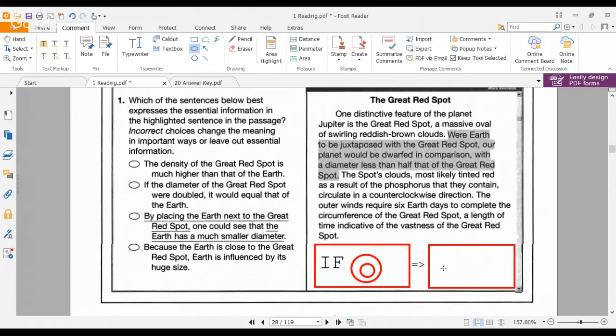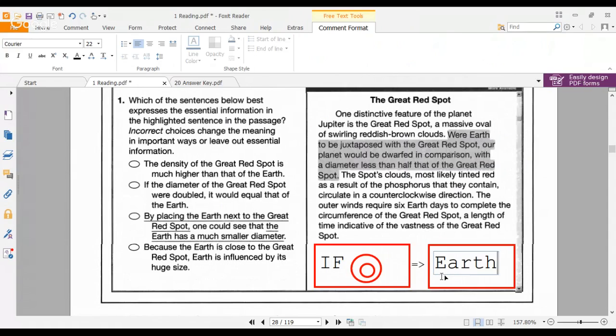Yeah, so we have the Earth and we have the Great Red Spot. And what do we see? What's the comparison? How are they compared? Diameter is less than half, of the Earth. Okay. So we can say that Earth's diameter is bigger or smaller? Smaller, right? Yeah. So Earth's diameter is smaller than the Great Red Spot.